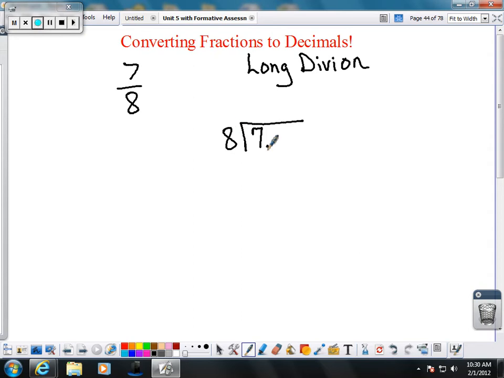I put my decimal point here to the right of my 7. Remember when we did it before, we kick it up into my quotient, into my answer. Then I say 8 goes into 7 0 times. You can multiply that, 0 times 8 is 0, but we're not going to, just to save some space. We want to be adding a 0. 8 goes into 70 how many times? Well, 8 goes into 70 8 times. 8 times 8 is going to get you 64.